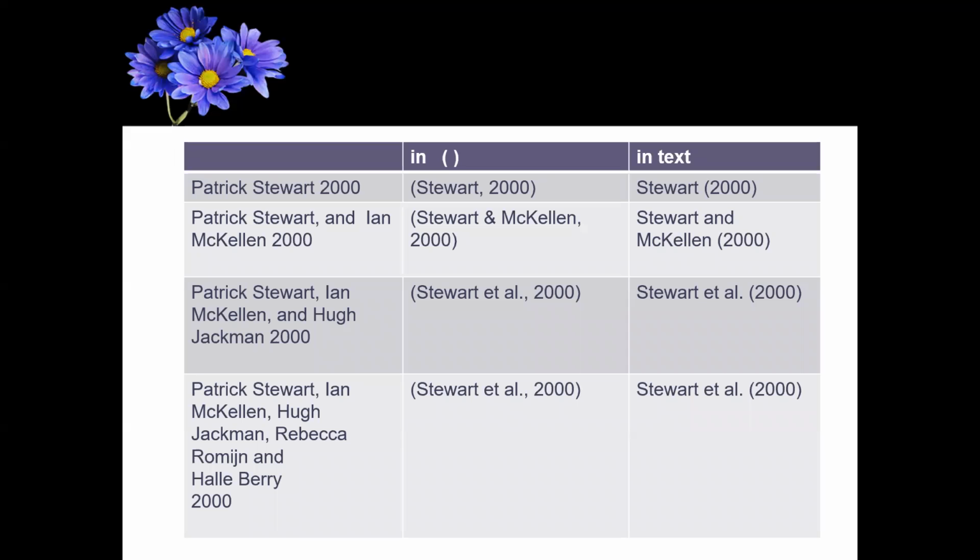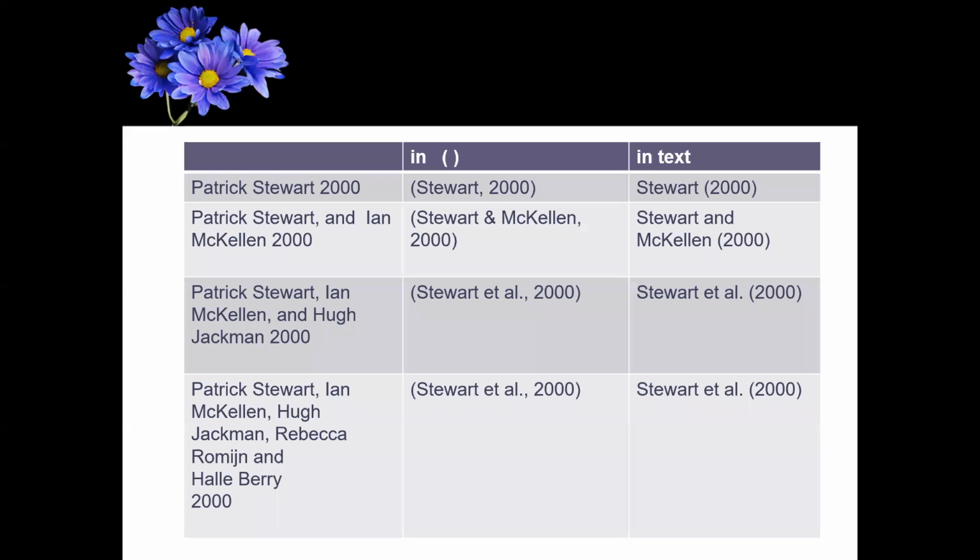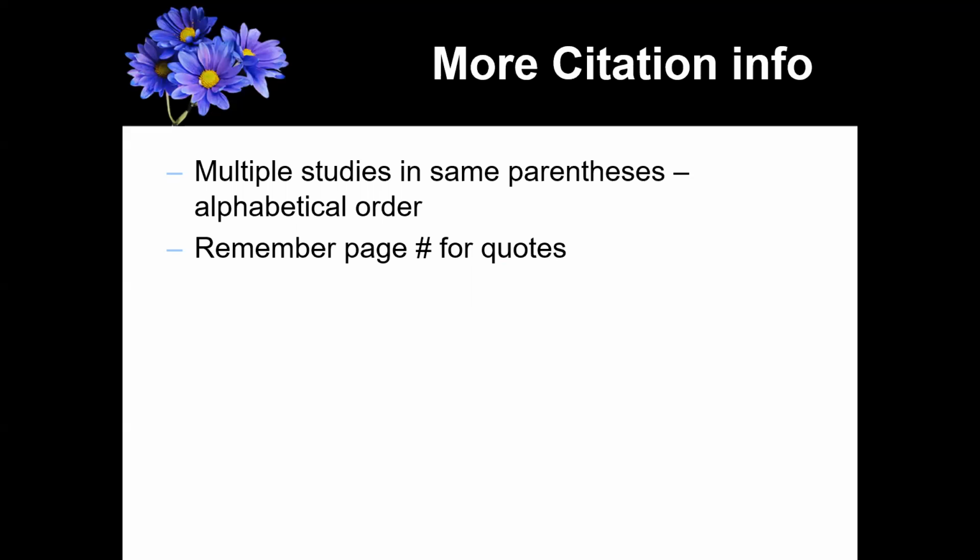So yeah, we already went over this, but this is just a review again. This is in parentheses. This is out of. This is in. This is out. You can do either, but just make sure it's formatted correctly. There's the et al. part. Stuff we already went over. Oh, just one more thing. I don't think anyone did this, but if you have multiple studies that you cite together in parentheses, they should be in alphabetical order. And also remember the page number for quotes.